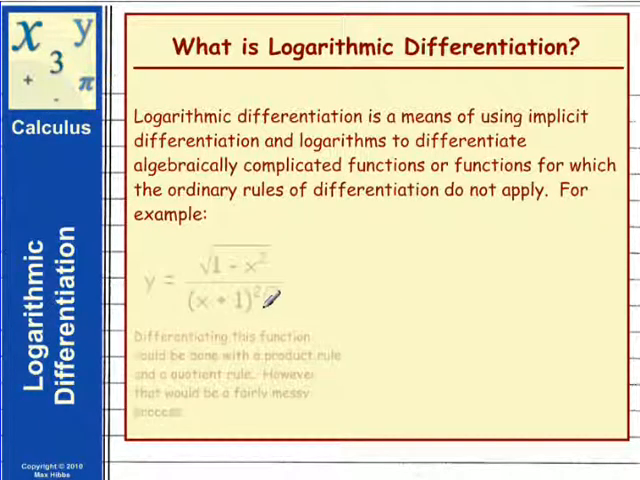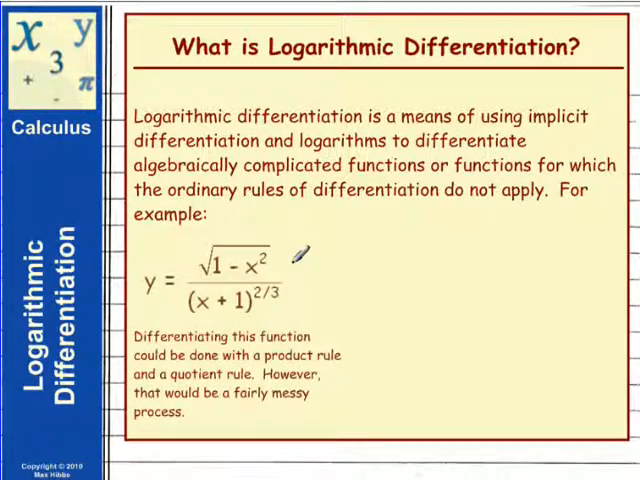So as an example, if we had y is equal to the fraction square root of 1 minus x squared over x plus 1 to the power 2/3, we could find the derivative of this, dy dx, by simply using the quotient rule and the various forms of the chain rule that would be needed. It would be a messy, complicated, long process. Well, logarithmic differentiation can actually make that process easier.